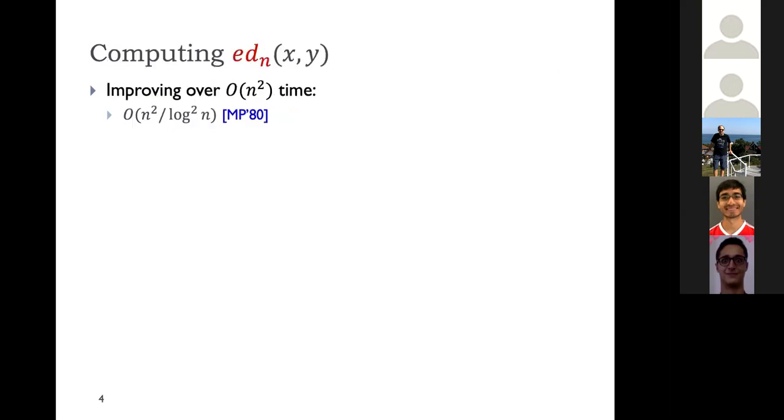Okay, so what can we do? Really, the best algorithm is basically from the 1980s by Masek and Paterson, who improve the quadratic runtime by a log squared factor.